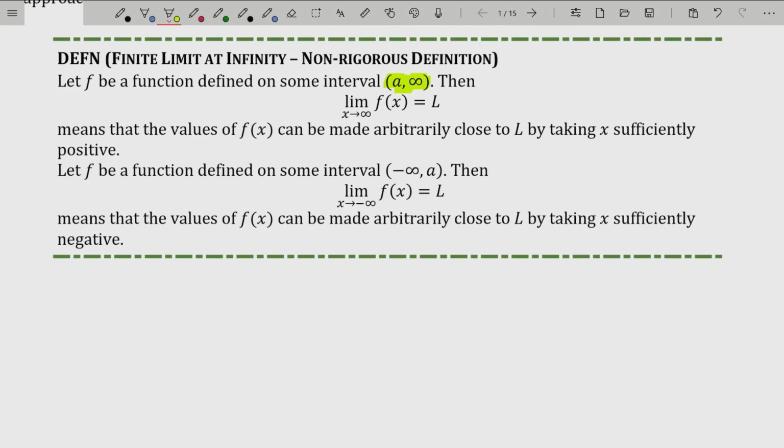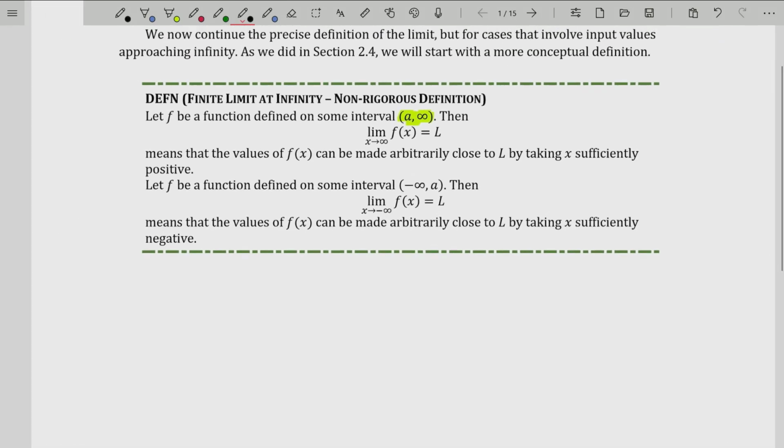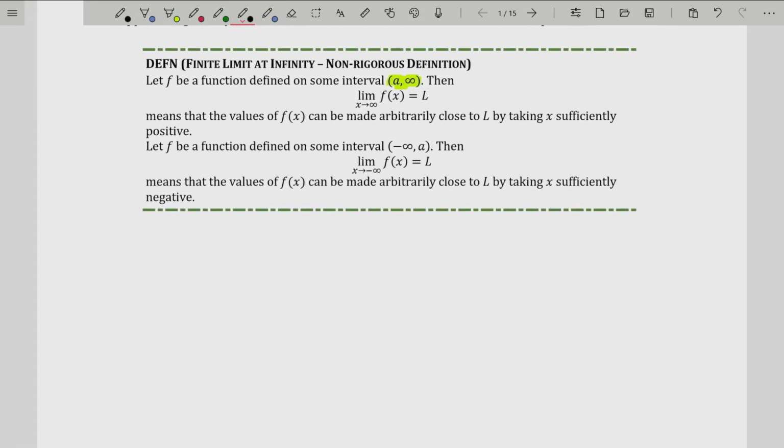Then the limit as x approaches infinity of f of x equals L means that the values of our function can be made arbitrarily close to that limit L by allowing x to be sufficiently large. Now let me just showcase a visual of that, because reading that out loud does you no good unless you see a visual.